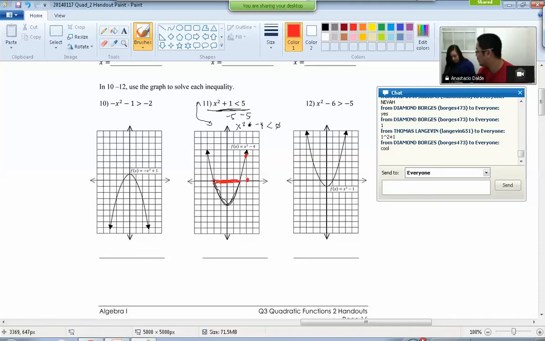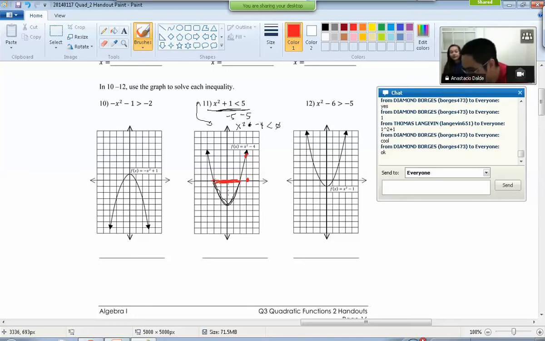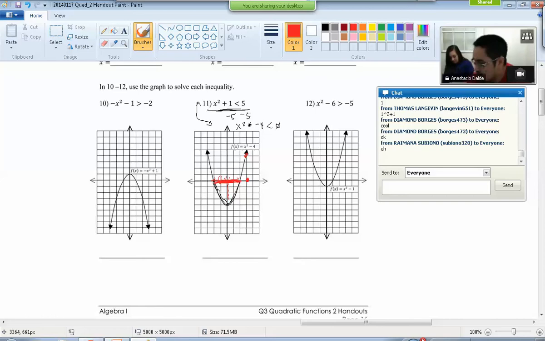So what I'm asking you is, when are the y values negative? When are the y values smaller than 0? That's all I'm asking you. And it's all of these areas right here. All of these x values will give you y values that are smaller than 0, that are negative numbers.